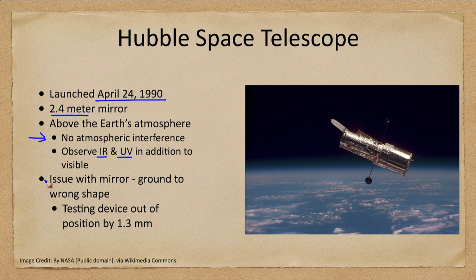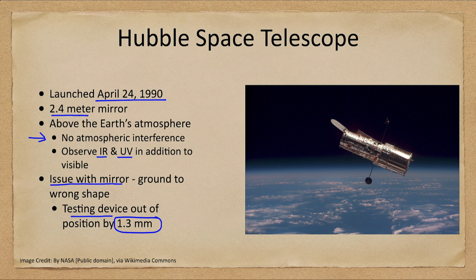Now, when Hubble was initially launched, it was found that the images were no better than those taken from the ground. And that was of great concern to everyone. It turns out that there was an issue with the mirror that was ground incorrectly. It was ground just slightly to the incorrect shape. In fact, it was a testing device that was out of position by a very tiny amount, 1.3 millimeters. So an incredibly small amount, but enough to throw off the shape of the mirror, which meant that at first Hubble was no better than a ground based telescope.